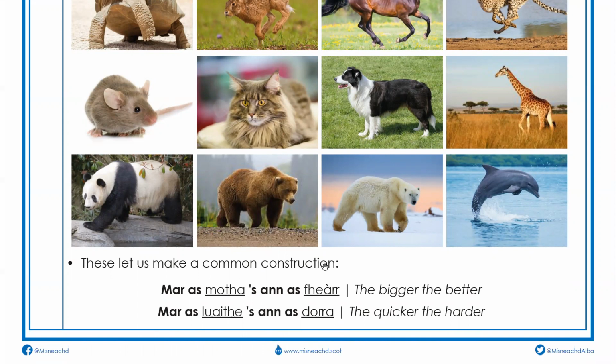So this also allows us to make a common and useful construction. Often we say the bigger the better, the quicker the harder, the whatever, the shorter the better, this type of thing. So in Gaelic that works out as mar as moa saun a fheàrr. So mar as something, saun as something. Mar as luie, saun as dure. The quicker, the harder.